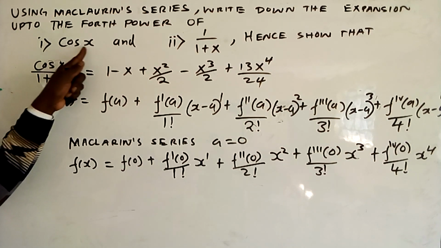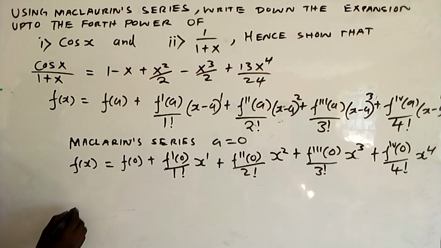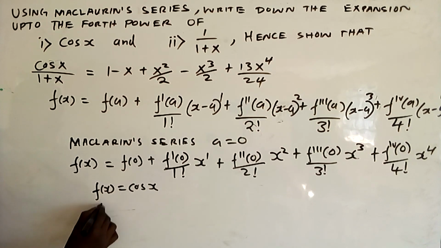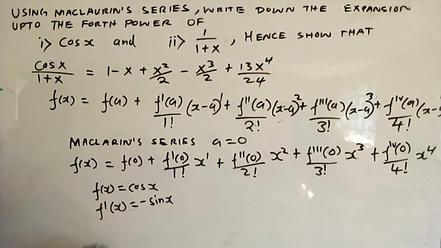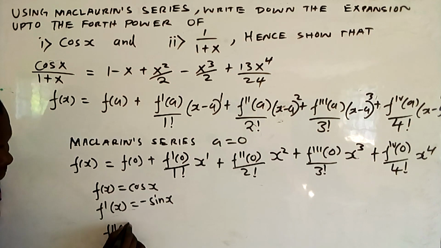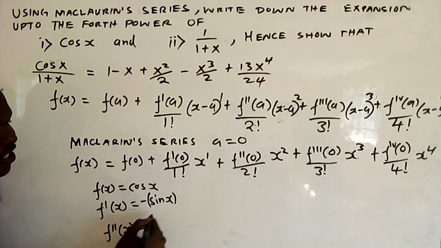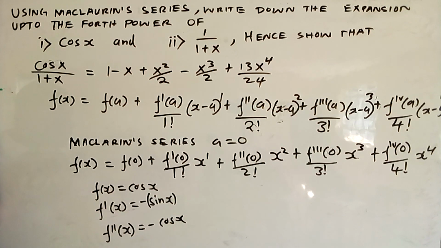After that, the first one you were told to expand is cos x. So if f of x is equal to cos x, differentiating cos x for the first time, you get negative sine x. Then differentiating for the second time, sine x is being differentiated, negative is outside, and differentiating sine x you get cos x. Are we together? Is that okay? Good. You go on.